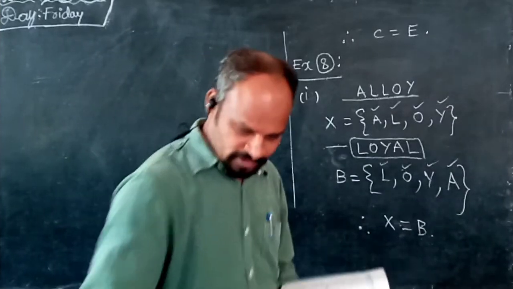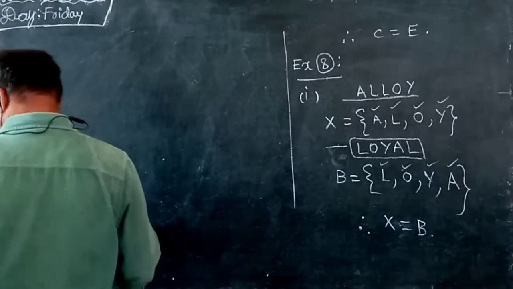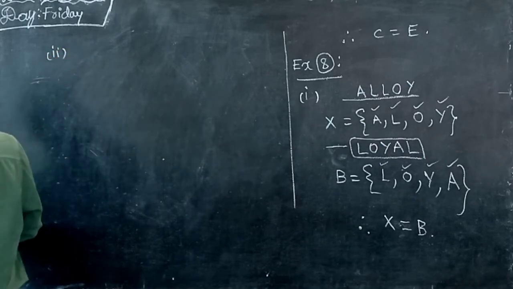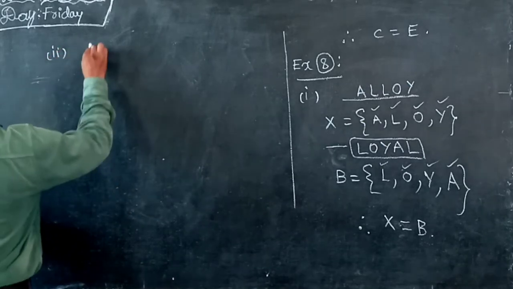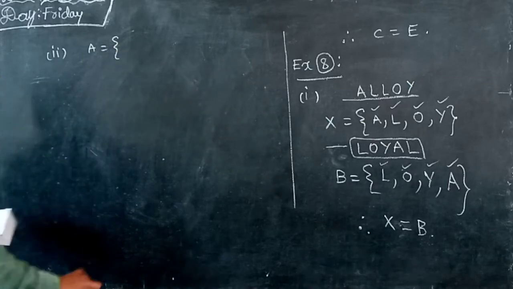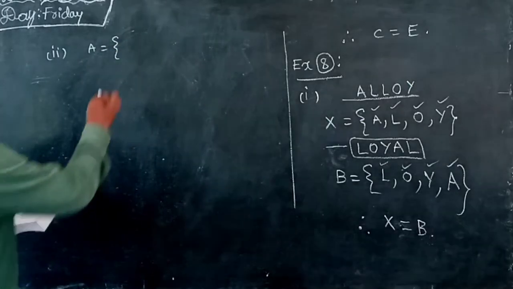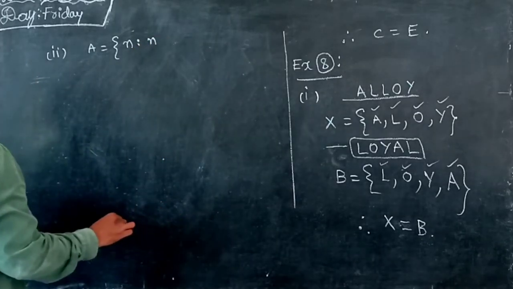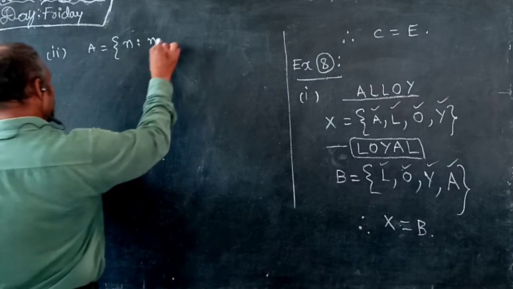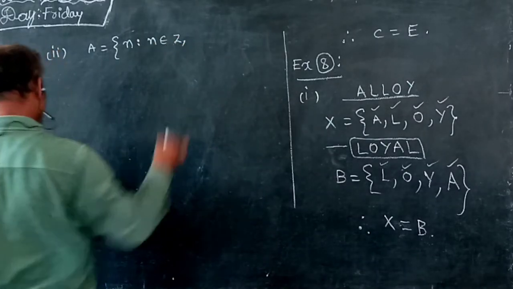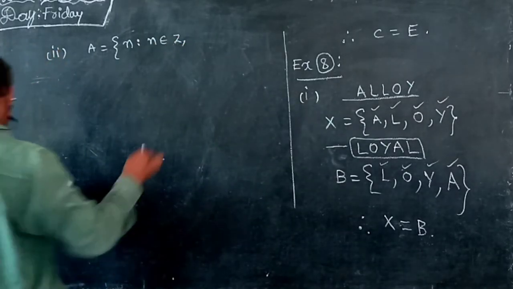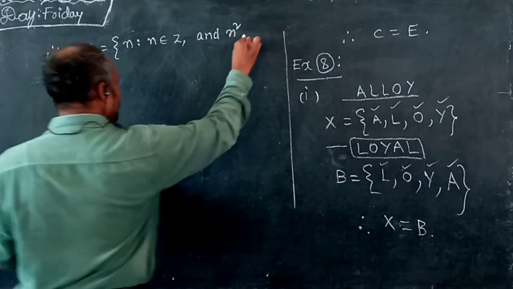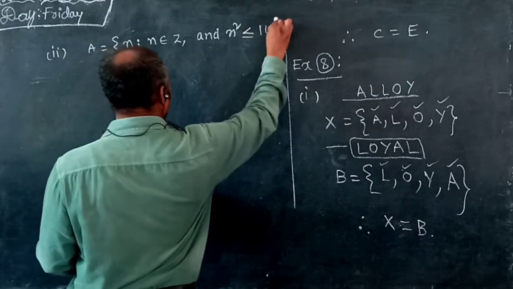Next, one more example. This is given in set-builder form. Just see here: A is equal to n such that n belongs to Z, and n square is less than or equal to 14.